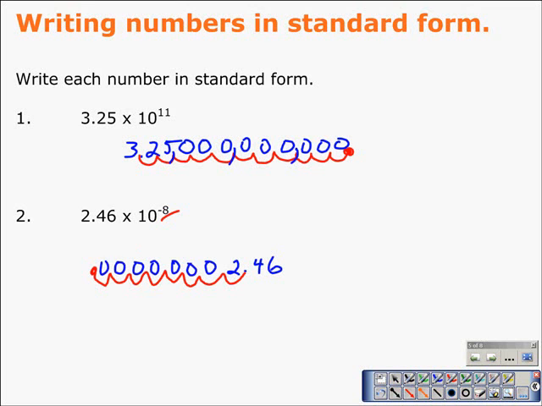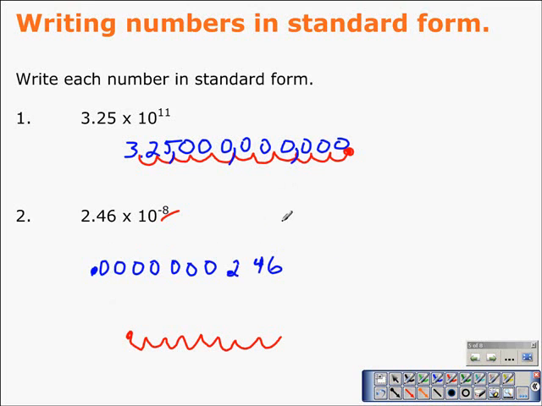Put our decimal place in, and we can move the troughs out of the way so we can get an idea what that number would look like. So we end up with a very, very small number, 0.0000000246 would be that number.